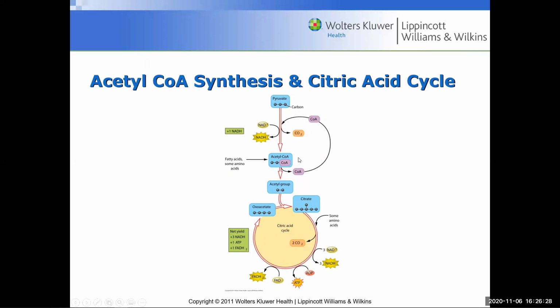The pyruvate is converted to acetyl coenzyme A, and then the acetyl group is ushered into this cycle, the citric acid cycle, in which you have NADH being generated and, of course, ATP. So critical, these reactions occur within the mitochondria.